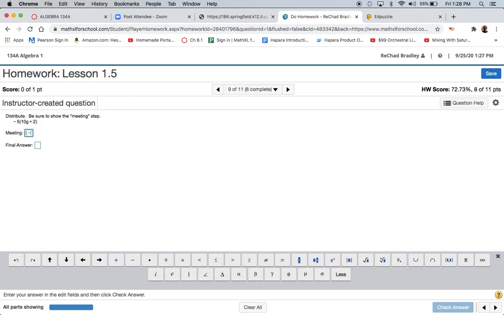Here, don't forget to put your negative 5 in parentheses, meeting 10G. And always use a plus in the middle. Negative 5 meets 2. With that done, that makes negative 50. Sorry, negative 50G. Can't forget that G there.